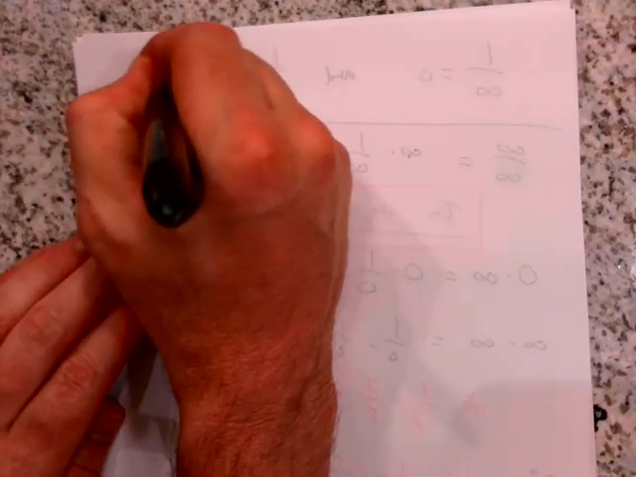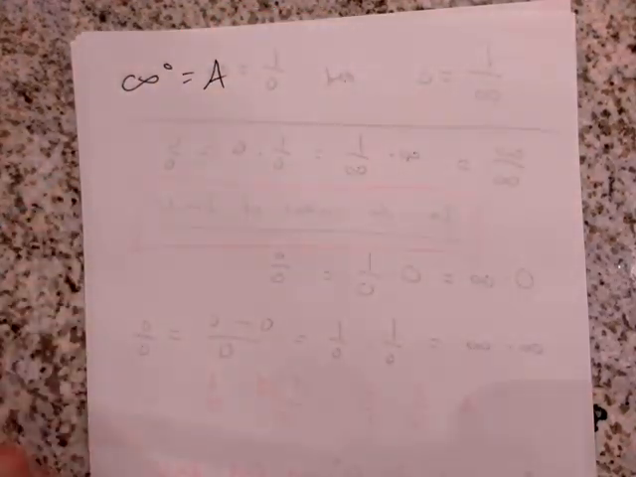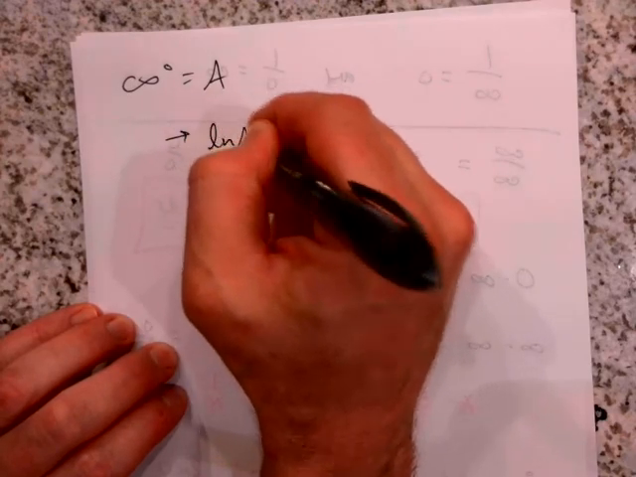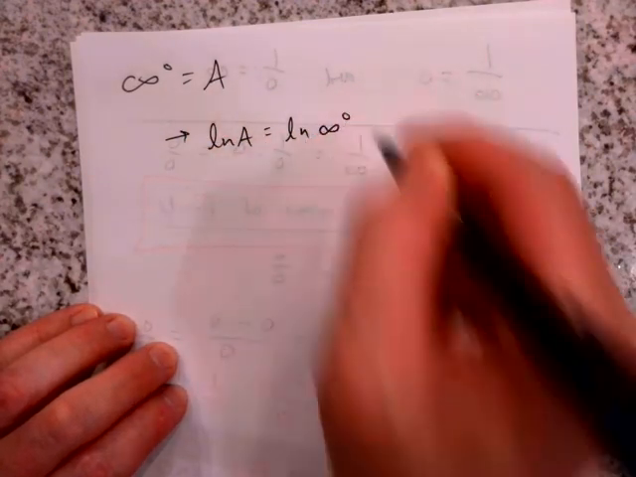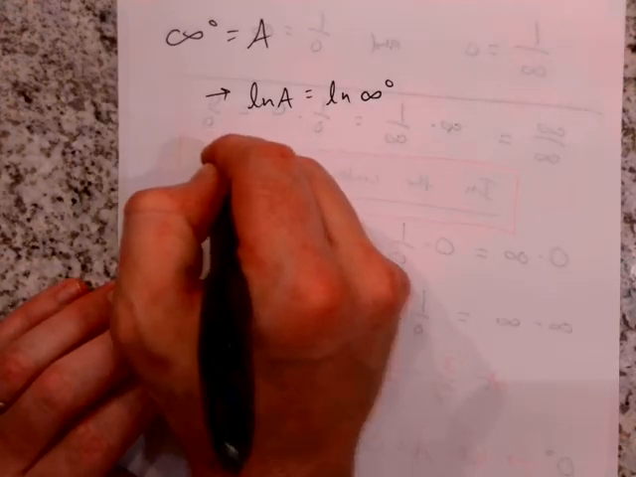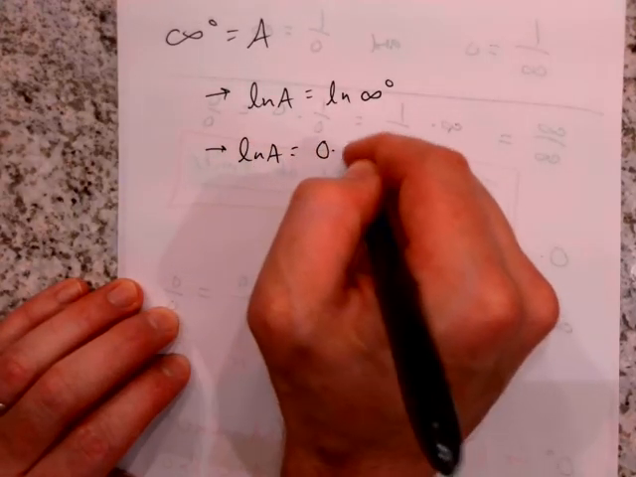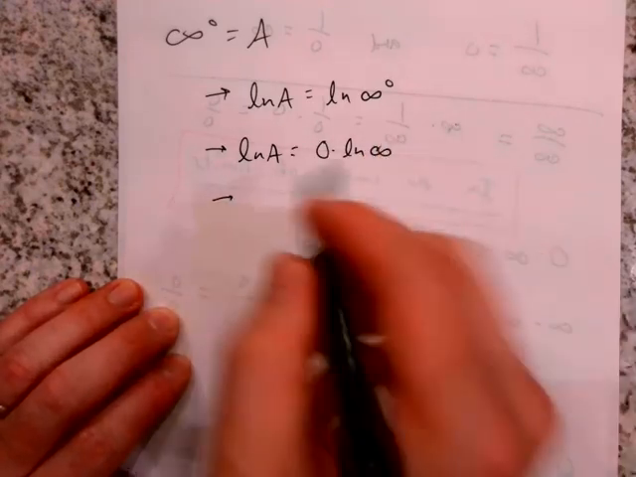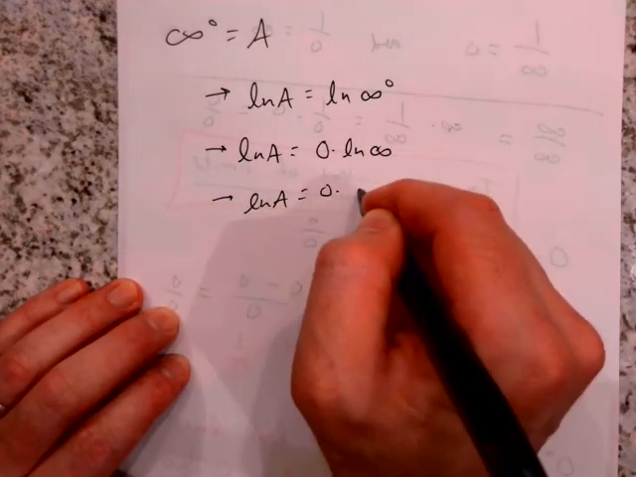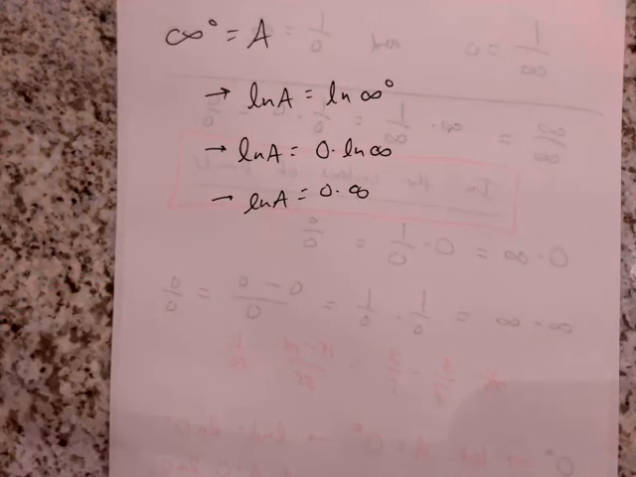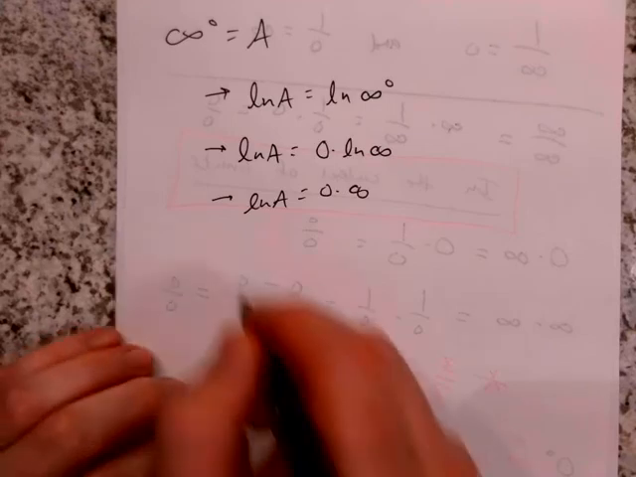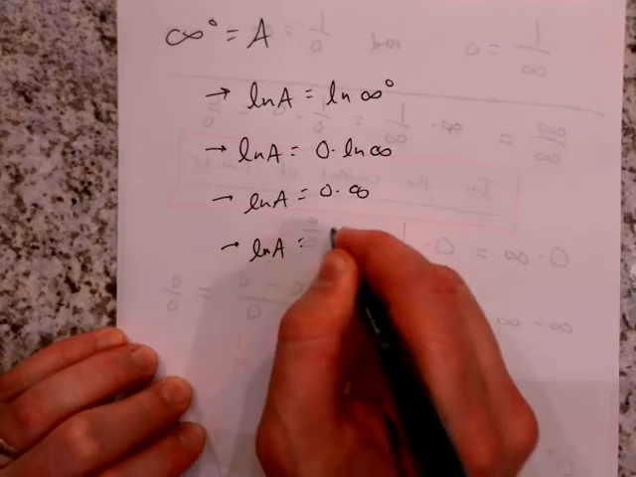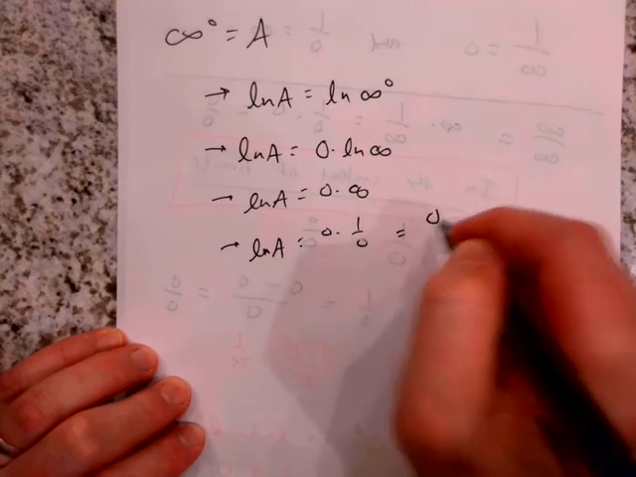Infinity to the 0th power, we do the same game. We let that equal a, then we natural log both sides. Properties of logarithms allow us to bring the exponent in front of the logarithm. The natural log of infinity is infinity, because again we're doing limits here, and as x goes to infinity, log x goes to infinity. 0 times infinity is 0 times 1 over 0, which is 0 over 0.